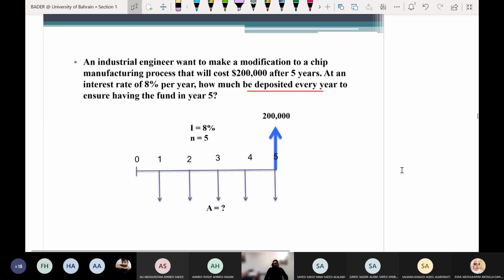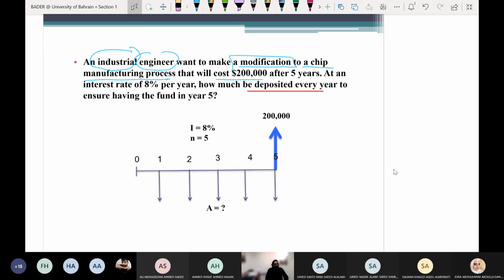Now, guys, I want your help. As you know, we're trying to be more interactive. And the only way for us to make sure we understand and comprehend is to try to perform the task given. So here it says an industrial engineer wants to make a modification to a chip manufacturing process. So this is a mechanical related topic.